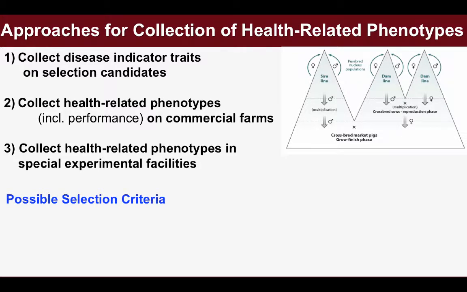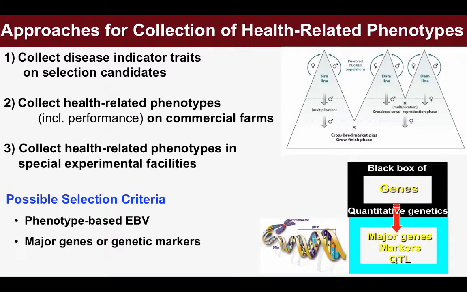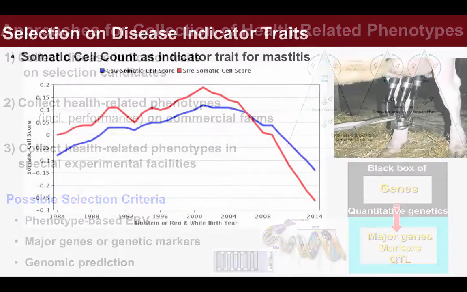Phenotypic data on disease-related traits that is generated with these approaches can be used for selection using one of three approaches, which we have already described in previous modules. First, they can be used to estimate breeding values related to disease on selection candidates using the collected phenotypes. Second, by identifying major genes or genetic markers that are associated with disease, and then using those to genotype and select selection candidates. And third, by using genomic prediction using high-density SNP genotypes.